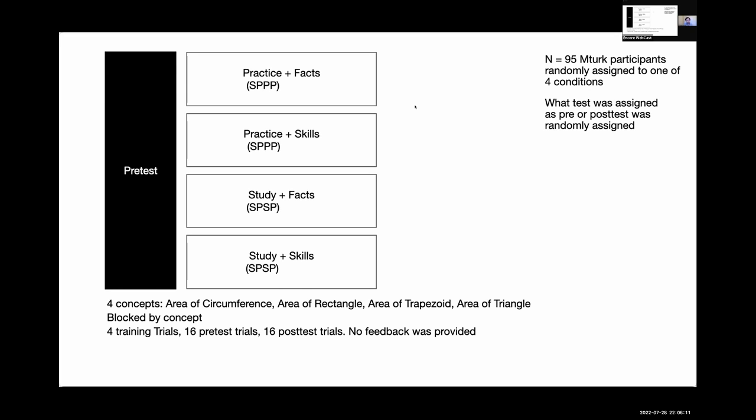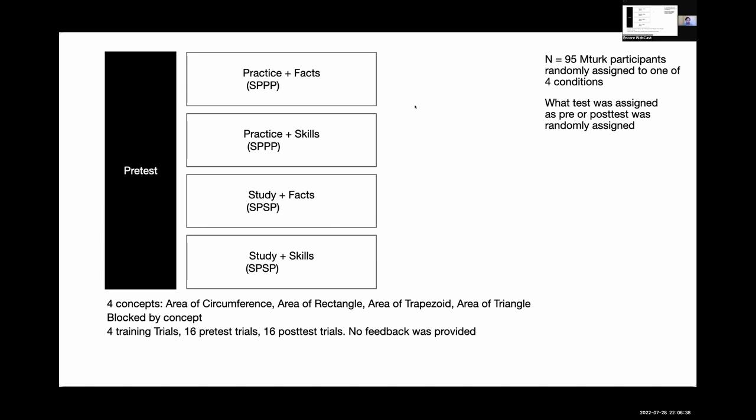All participants learned 4 concepts: the area of the circumference, the area of the rectangle, the area of the trapezoid, and the area of the triangle. If they were in the fact version condition, they learned the formula for each one of these geometrical shapes. If they were in the skill version, they learned to solve problems with different geometrical shapes.